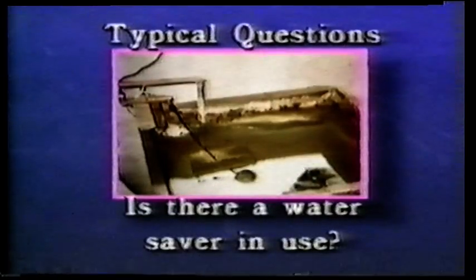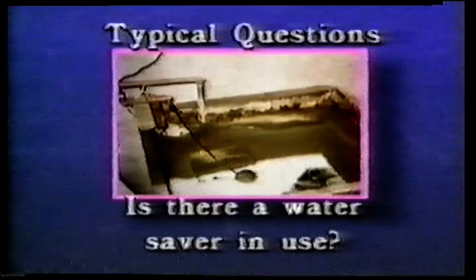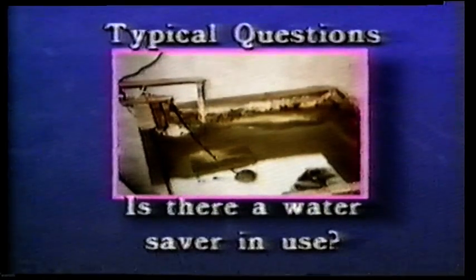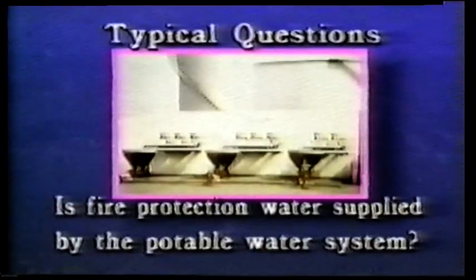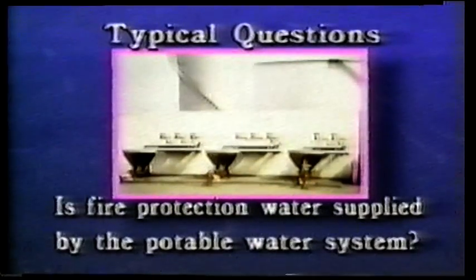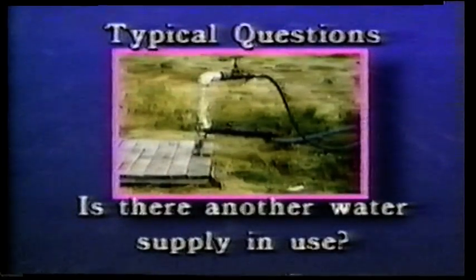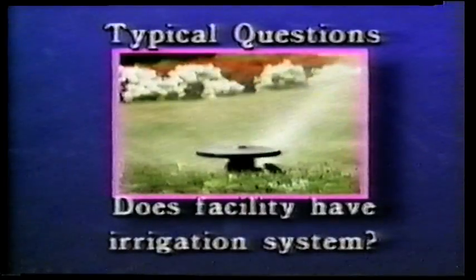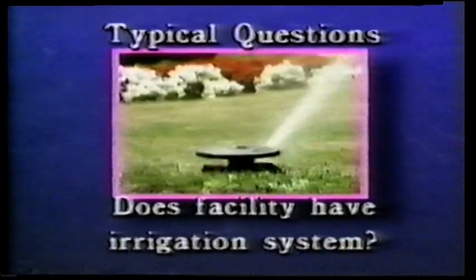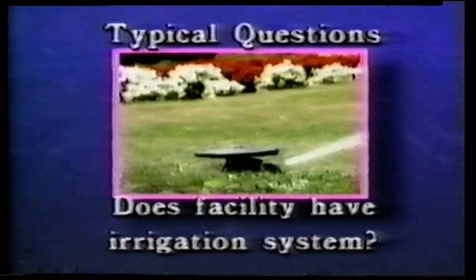Is there a water saver in use? A water saver is a system which is used to cool and reutilize processed water. This is customary in many commercial applications. Water savers generally utilize algicides, fungicides, or other biocides in addition to defoamants. Is fire protection water supplied by the potable water system, and are antifreeze or foam additives used? Is there another water supply in use other than the potable system? Does it in any way connect to the potable water plumbing system, creating a cross connection? Does the facility have any type of irrigation system? If so, are chemical fertilizers added?